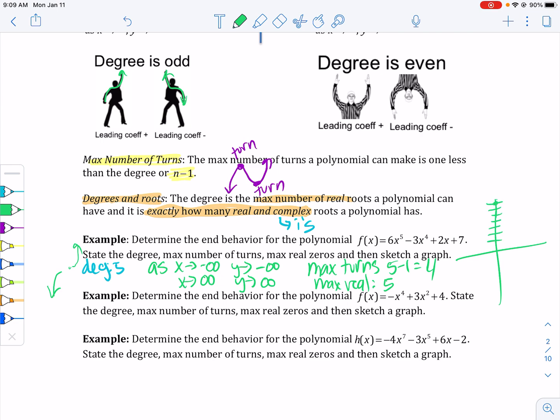Right? So it's a 5th power, so I just need to make sure that it follows this pattern. I don't go over 4 turns, and I don't have more than 5 times that it goes through the x-axis. Right? So this would be a fine picture. Now, there's only one actual graph, but we're just sketching a general gist of it. Right? And then we'll add more and more as we keep going through our unit as to how precise our graph can be.